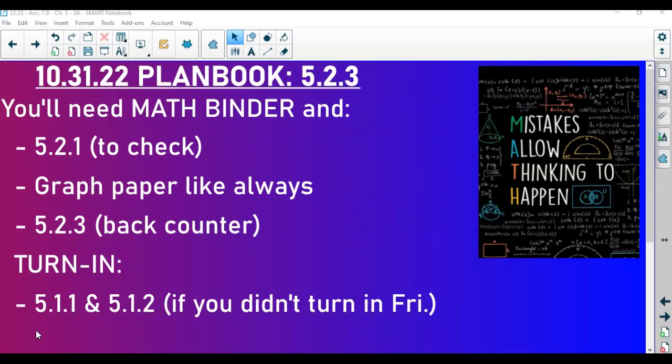And then we get to the next chapter, which will actually be chapter 7. We're going to skip chapter 6. When we get to the next chapter, we'll do new teams again. We'll probably have 2 different teams through that chapter. But for today, let's check 5-2-1, and then let's dive into 5-2-3.